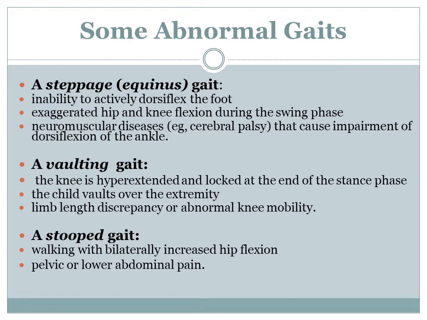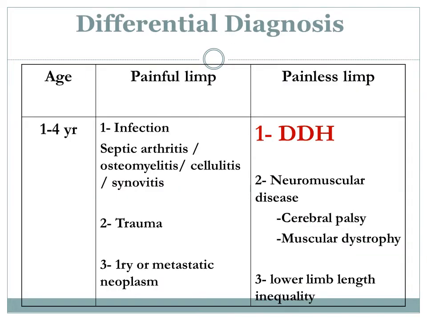The fifth type of famous abnormal gaits is what's known as a stooped gait. You can see it in patients with pelvic or lower abdominal painful conditions irritating the peritoneum. The patient will lean forward, leading to flexion of the trunk on both lower limbs, increasing the hip flexion in order to relax the inflamed and irritated abdominal structures.